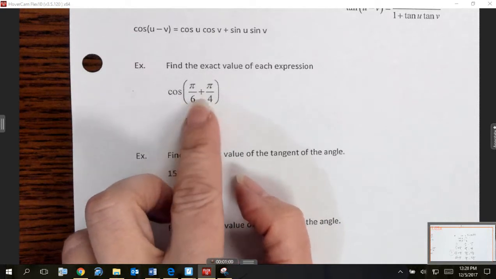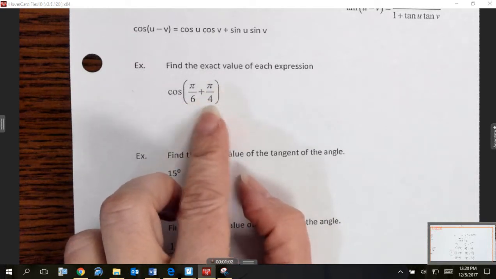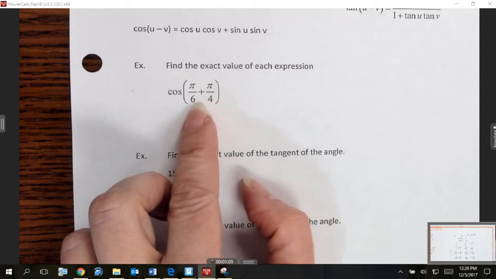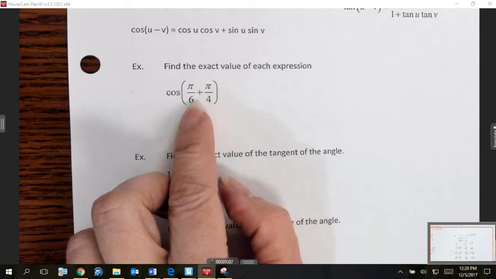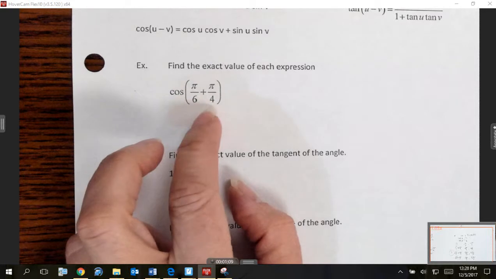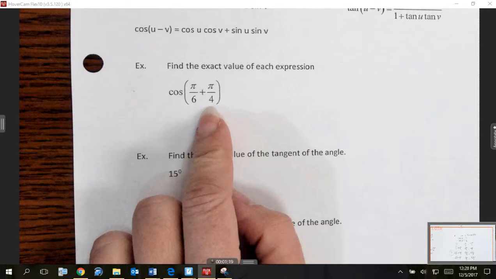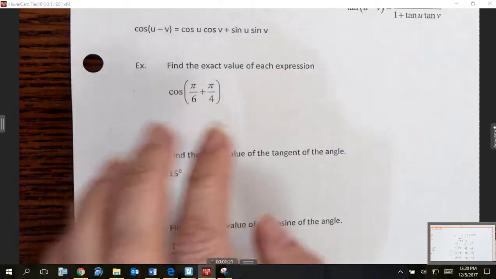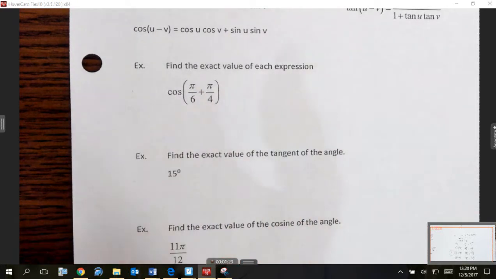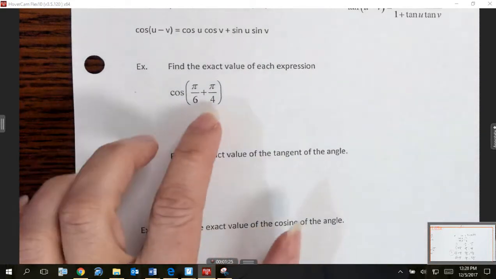So we have to do the cosine of pi over 6 plus pi over 4. Now if I actually added pi over 6 plus pi over 4 together, that would be something over 12. Right? Common denominator would be 12. And do we know the values of the 12s? No. So that's why we have these formulas, so we can find values at pi over 12 by using values we know.